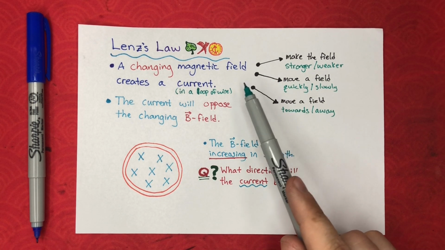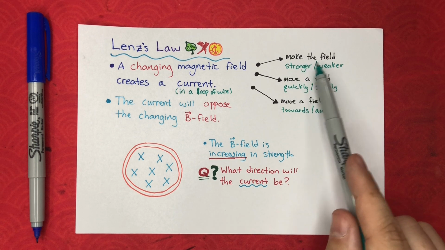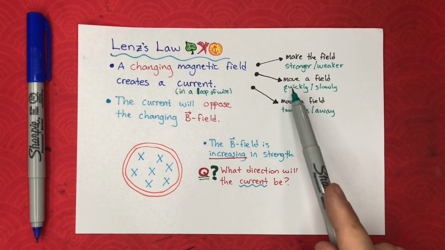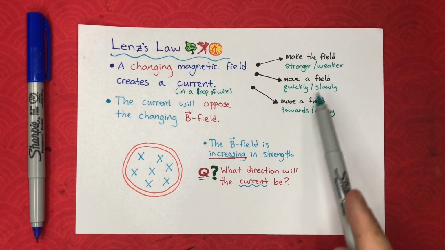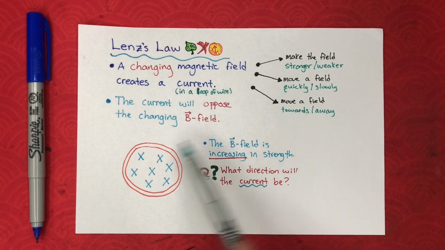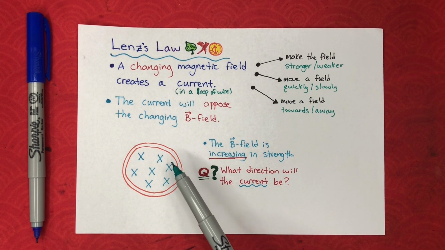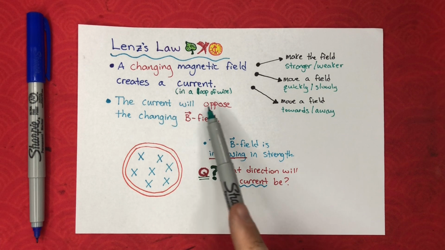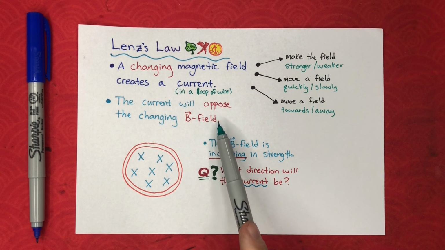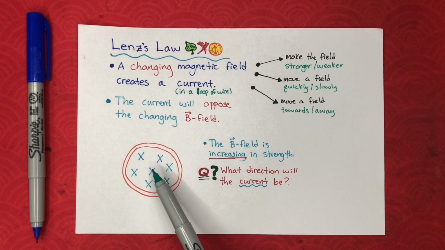Now, what are some ways that you can make a changing magnetic field? Well, you can make the field stronger or weaker. You can move a field quickly or slowly, or you can move a field towards or away from a loop of wire. The main idea with Lenz's law, though, is that the current will oppose the changing magnetic field. So let's take a look down at this example.